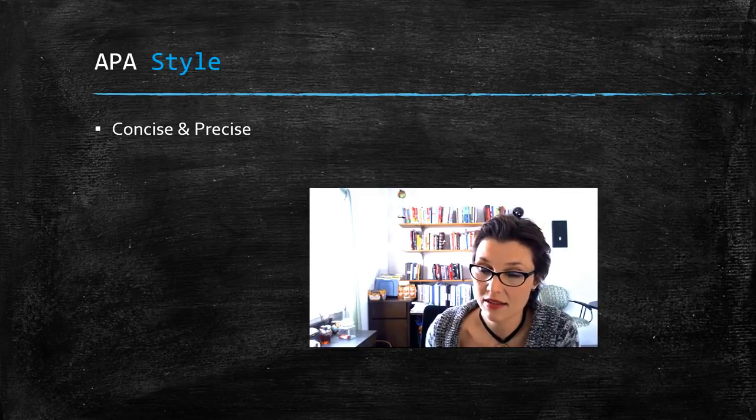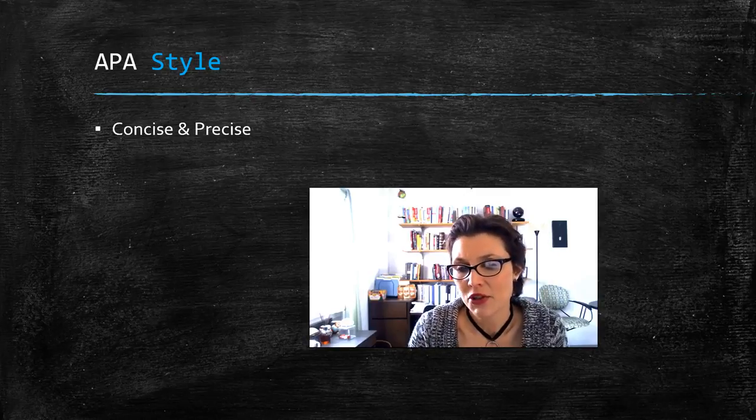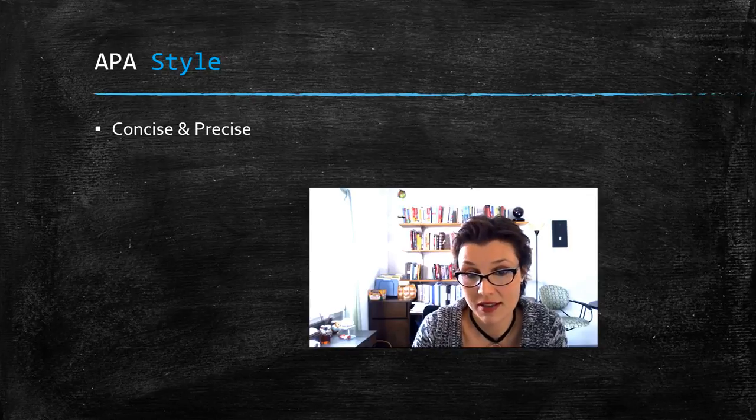APA style, as we're looking at how the content is written. This is a little more difficult than doing the formatting because, as I said before, formatting, you can look it up, you can follow the directions, and you can get it right. With the style, this is looking at making sure you're writing appropriately for your discipline, which is the health sciences.